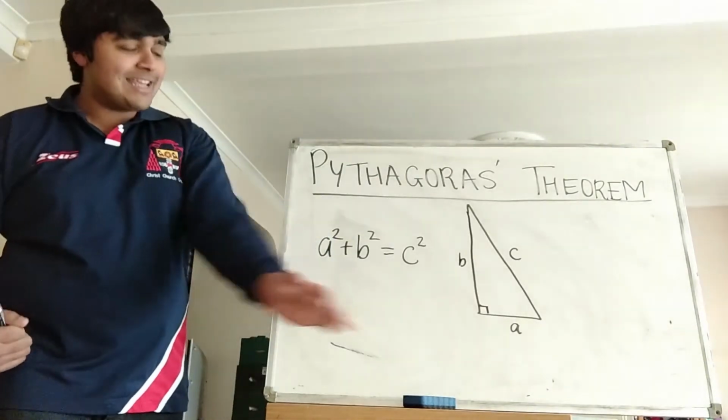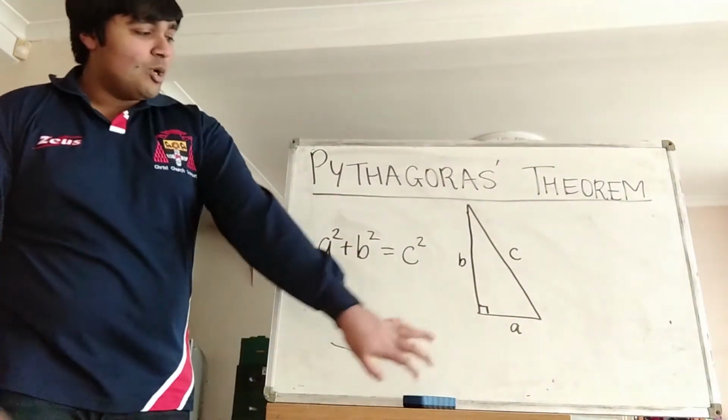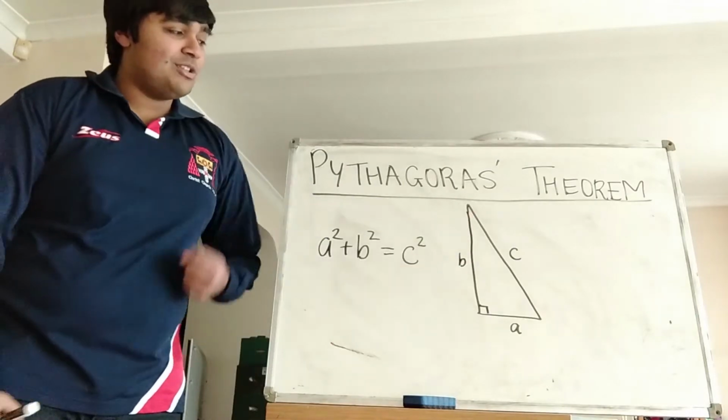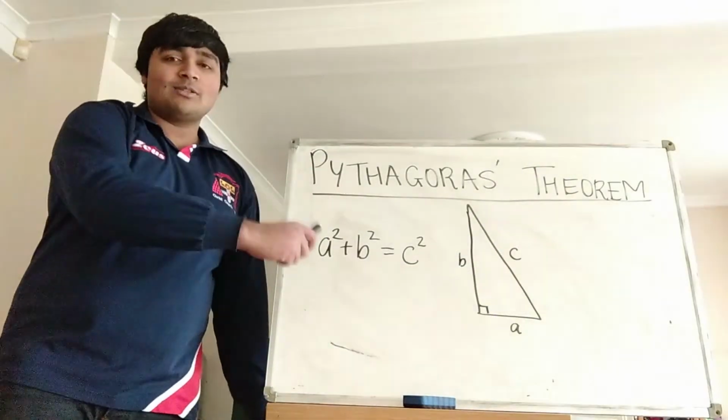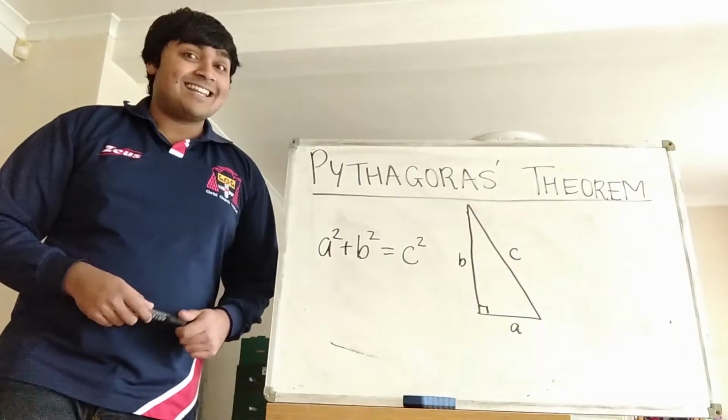So let's just have a quick recap of Pythagoras' theorem. It says if you've got a right angle triangle like so, with side lengths A and B for the shorter sides, and then the hypotenuse C has length C, then A squared plus B squared equals C squared. Anyway, let's get into the non-standard proof.